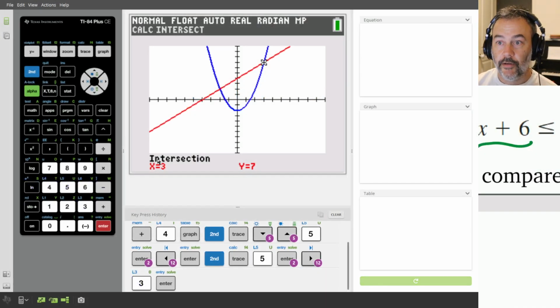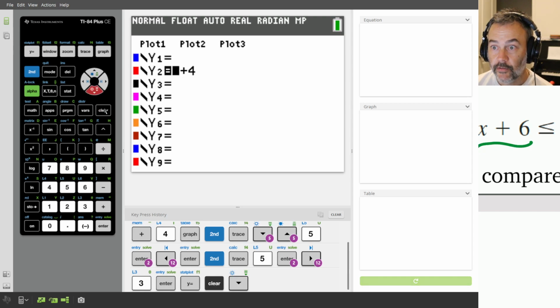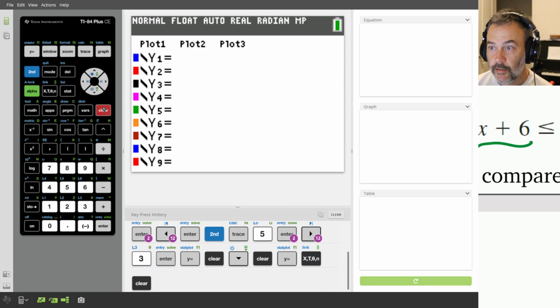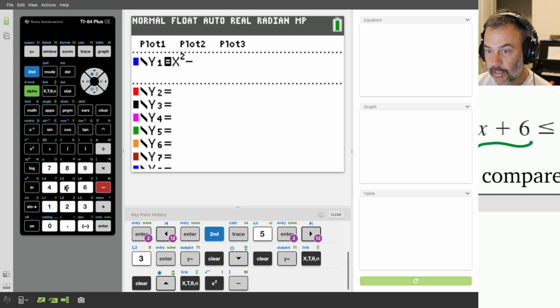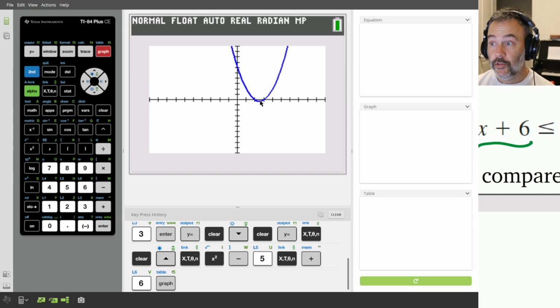So I'm going to go over to the calculator, and you can clear out the graph that we already had. So I'll go to y equals, I'll hit clear, down, clear, go back to y equals. I'm going to go up to y1. The inequality we were solving was x squared minus 5x plus 6, and we're trying to find where that quadratic is less than or equal to 0. So I'll look at this graph, and we'll notice that it seems to hit the x-axis at 2 and 3.